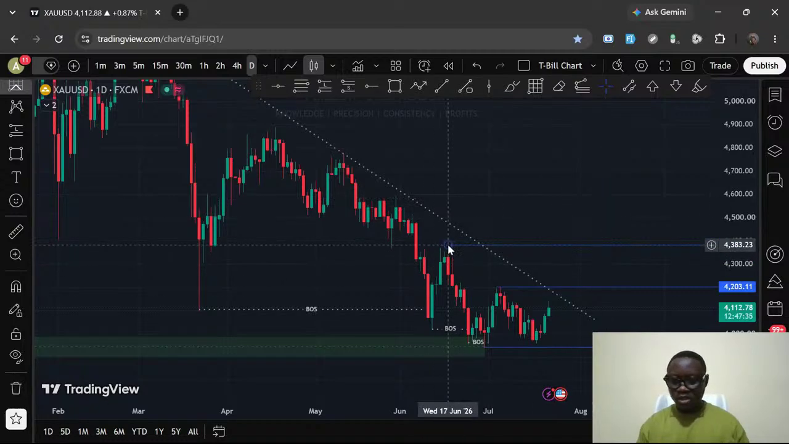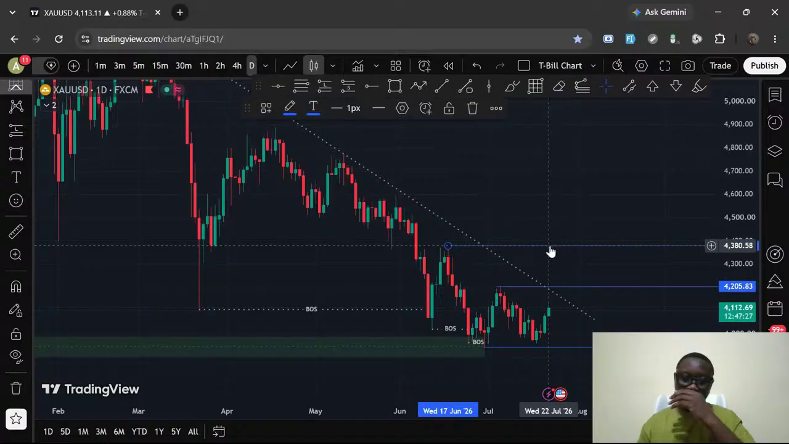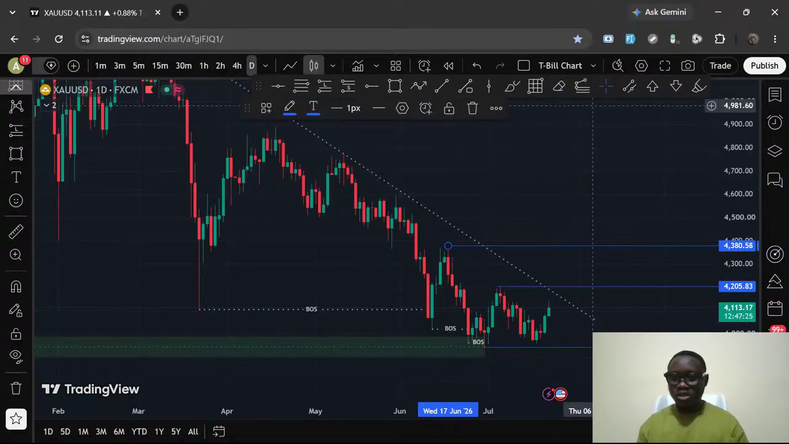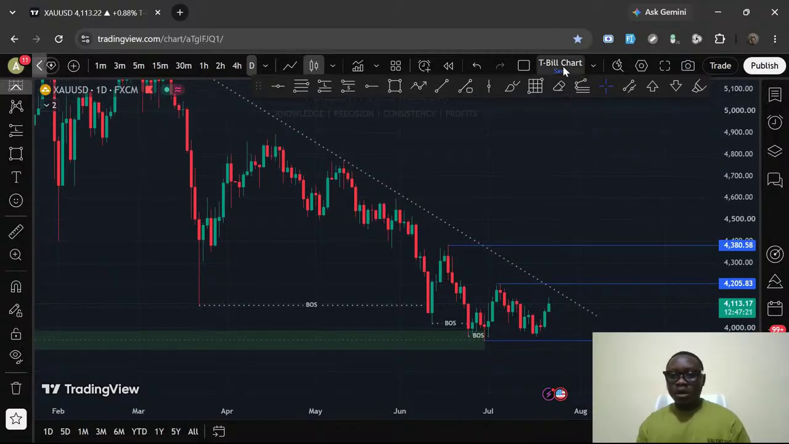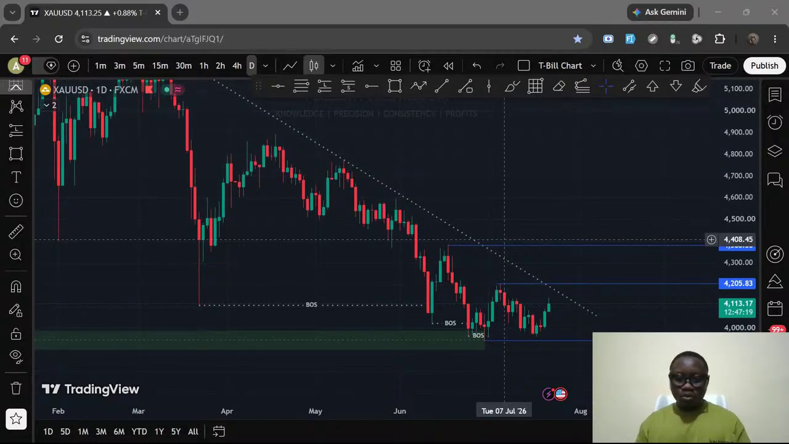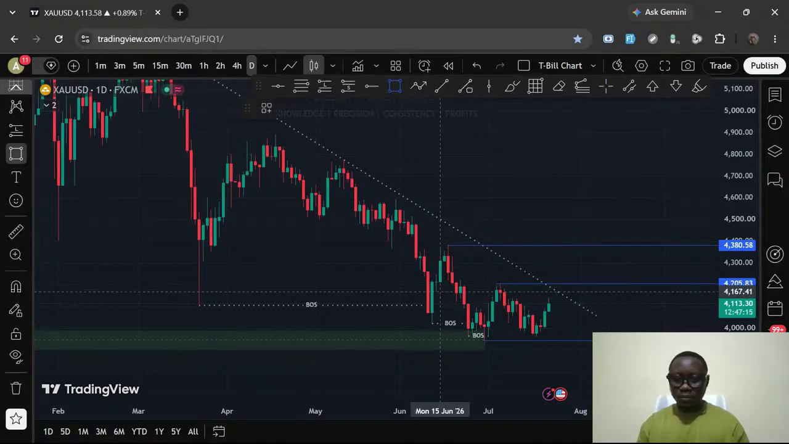We also have this external liquidity right here, but we are only interested in the closest external liquidity to price action, which is this right here. Let's leave this. I'm using it to get my discount and premium in the zone.